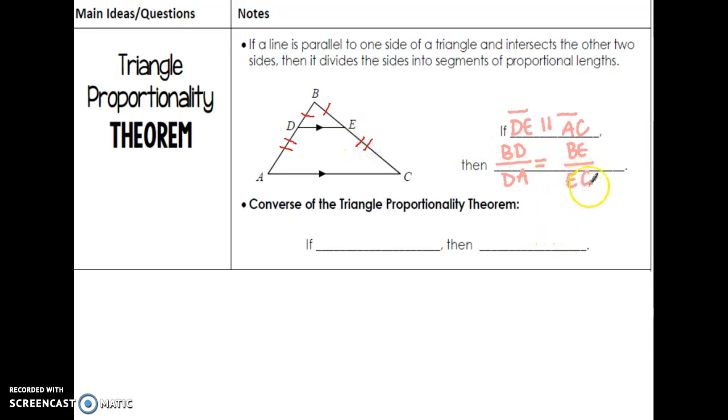Okay. The converse of that states that if BD over DA is equal to BE over EC, then we know for a fact that segment DE is parallel to segment AC. So take a second to jot that down, pause this video, and then when you're done, click play again.